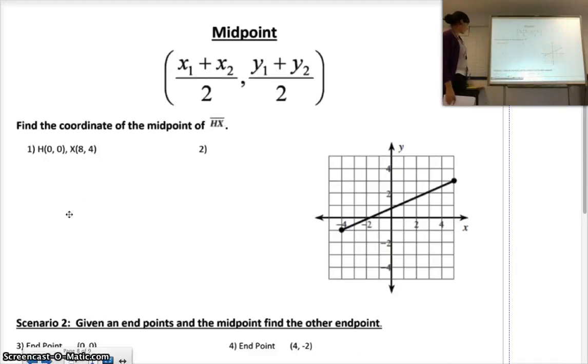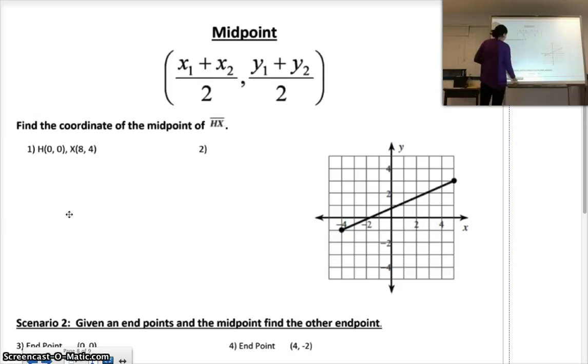Okay, this video is going to cover the midpoint formula. You can see at the top, the midpoint formula is (x1 plus x2) divided by 2, comma, (y1 plus y2) divided by 2. So every time you have an answer for midpoint, you're going to have coordinates. You're going to have an x and a y. You should always have an x and a y.